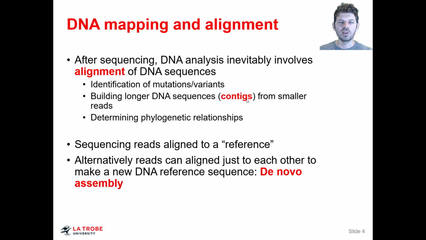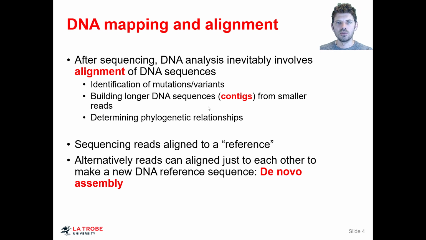So if, say, your goal was to sequence the genome of a new organism, you need to build up all of these reads on each other to work out what the longer DNA sequence is. So all of these things involve alignment.